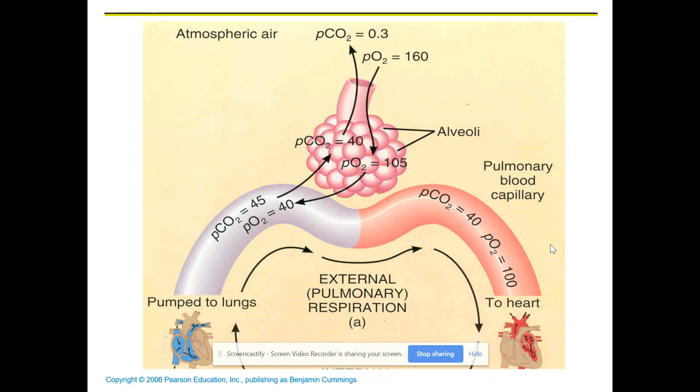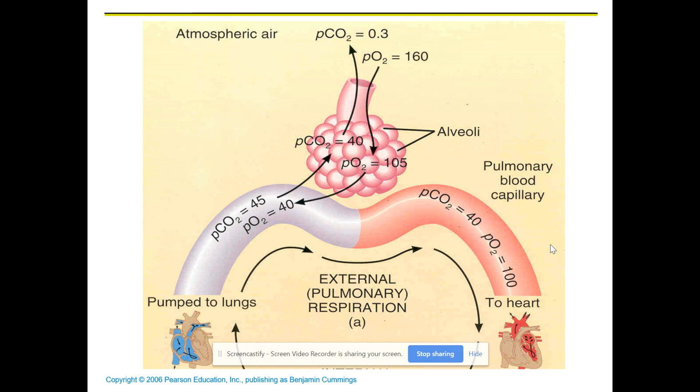Well, if we look at this, we can see exactly what's happening. So look up at the very top at atmospheric air. Remember, here's the partial pressure of oxygen, about 159, 160. Here's the partial pressure of carbon dioxide, about 0.3, 0.4. That air changes dramatically as it enters the respiratory tract. Remember, we're going to clean it, we're going to hydrate it, and we're going to mix it with air from the previous breath.